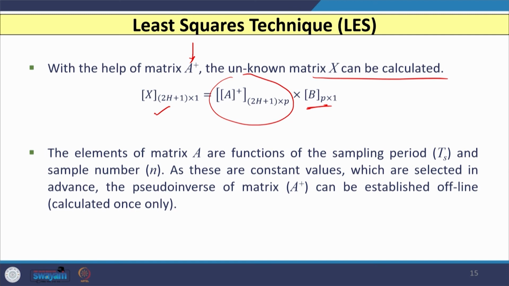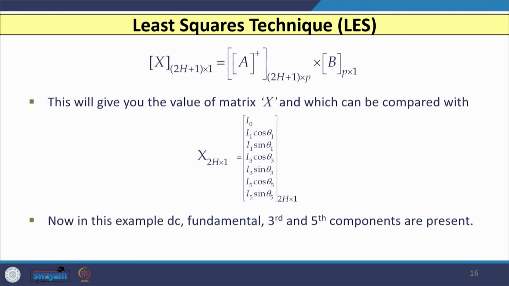Now, the important point is that the elements of this matrix A depend on two parameters. One is the sampling period TS and another is the sample numbers, and these values are constant. So, whenever we calculate the pseudo inverse of matrix A, we have to calculate it once only. There is no need to calculate this matrix again and again for each and every iteration. So, our final equation for the unknown value of x is given by this equation, and its size is 2h plus 1 cross 1. This will give you the value of x, which is unknown.